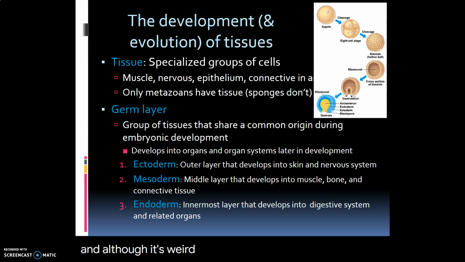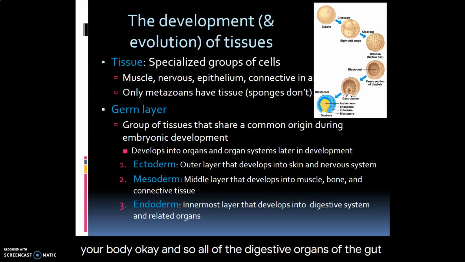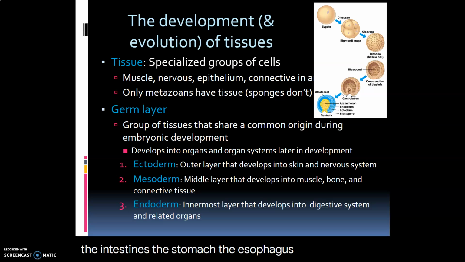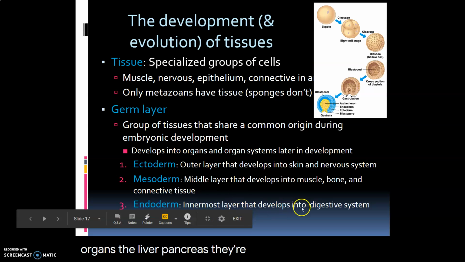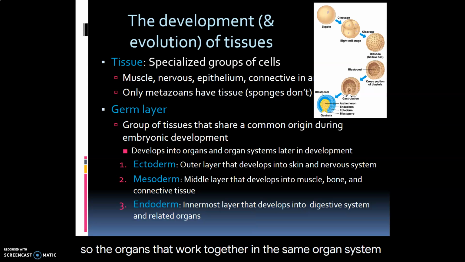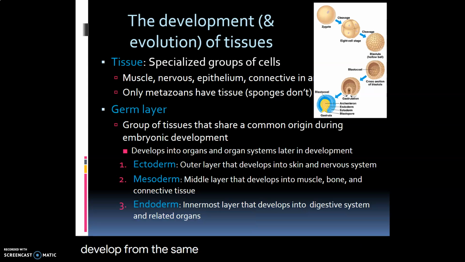And although it's weird to think of this, a gut is really a layer of skin functioning in feeding. It's a hollow tube that goes from your mouth to your anus and basically is inside your body. And so all of the digestive organs of the gut, the intestines, the stomach, the esophagus, and the liver and pancreas, are grown from the endoderm. So the organs that work together in the same organ system develop from the same layers. It's a really beautiful process of embryology.